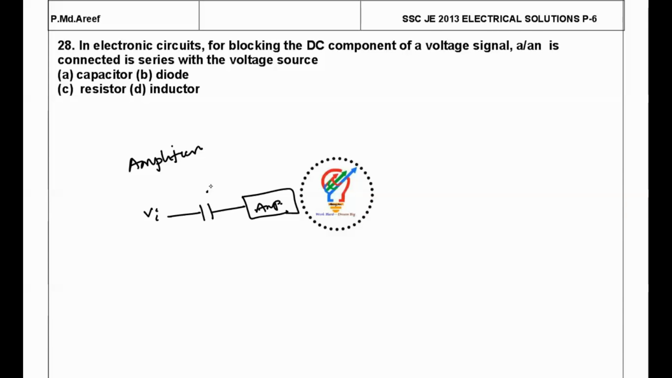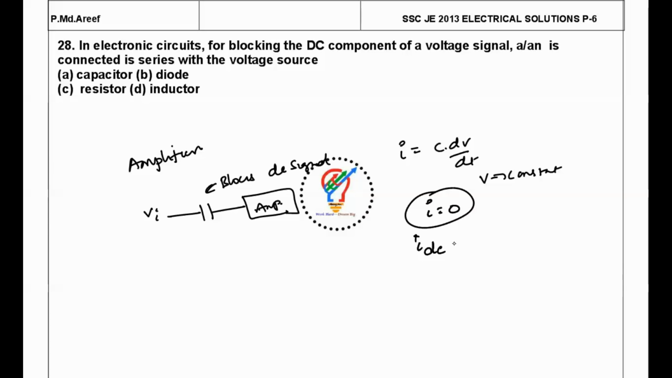So this capacitor blocks the DC signal. Why? Because I is equal to C into dV by dt. For a DC supply, V is a constant, so d by dt of a constant is 0. So I is equal to 0. That means the DC component is not allowed into the amplifier. Because of the capacitance, the current is 0, which means it is blocked here. So the element used here is a capacitor.